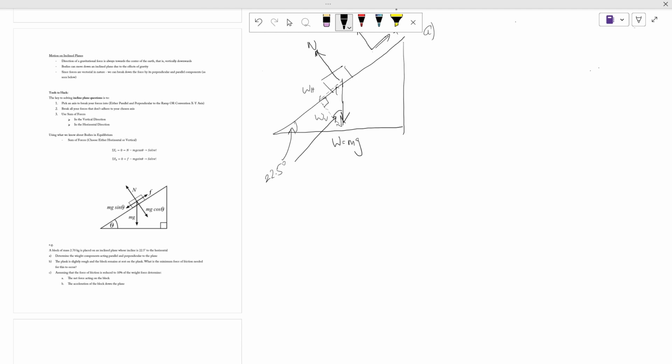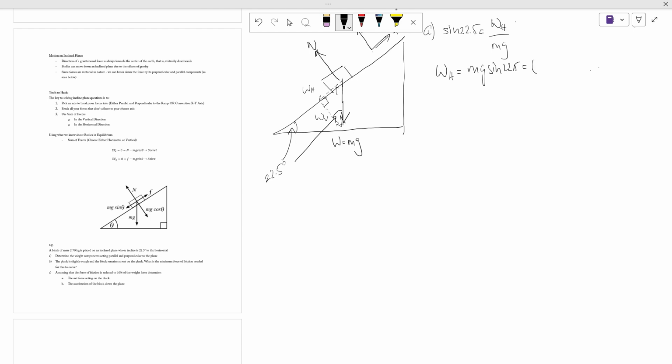So for example, looking at WH relative to that angle, that's the opposite. Obviously the weight force mg is your hypotenuse. So that means we can use sine. We can derive a relationship using sine. So sine 22.5 is equal to WH over mg. And then WH is equal to mg sine 22.5.